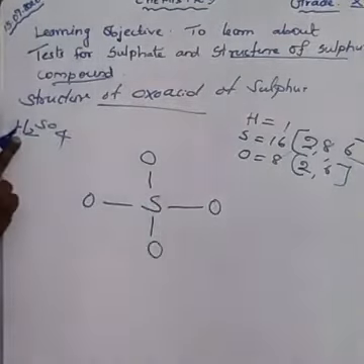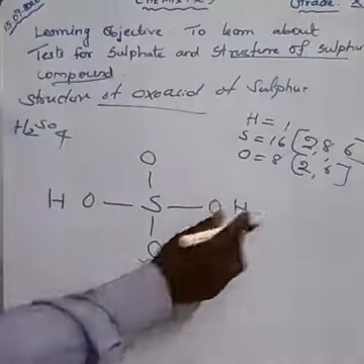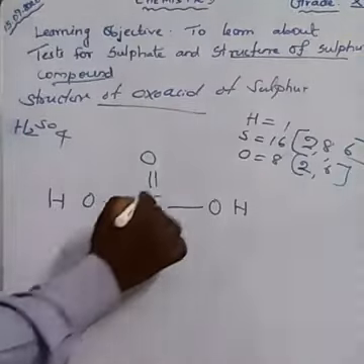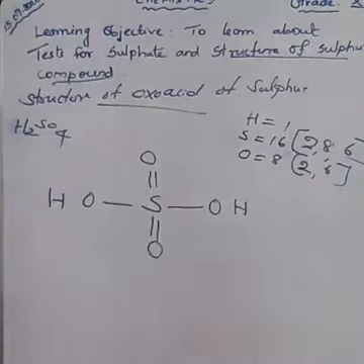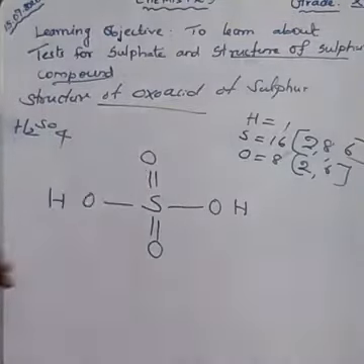And also 2 more hydrogen. Here oxygen is occupied singly, so make it a double bond. Both oxygens are occupied singly, so make it a double bond. Clear? The oxygen sulfur bond is a double bond. Okay? Have a doubt? No doubt. Next one is thiosulfuric acid.